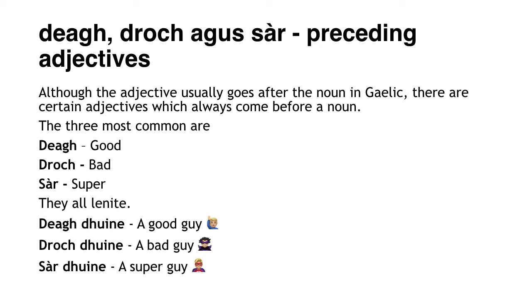However, there are some adjectives which can come before a noun, and the three most common are these: Joe, droch, and sar. So Joe is sometimes people pronounce it a bit like Joe, but it's Joe, and it's Joe Runye, a good guy, droch Runye, a bad guy, and sar Runye, a super guy, a superman. Sar Runye. So Joe Runye, droch Runye, sar Runye. And they all unite where possible, and they get used to it. Just really kind of, it's got a bit more of an emphasis. You'll see it actually quite a lot in Gaelic.